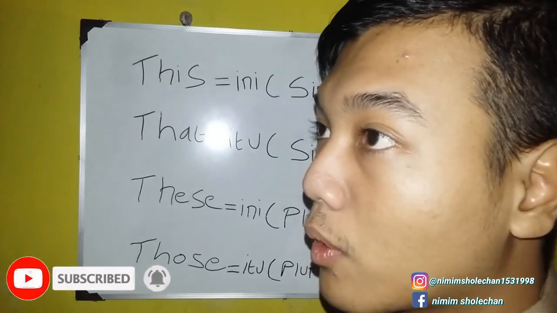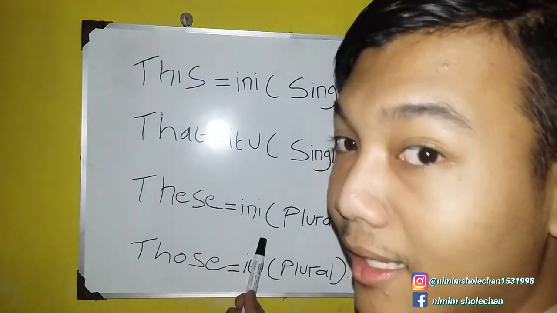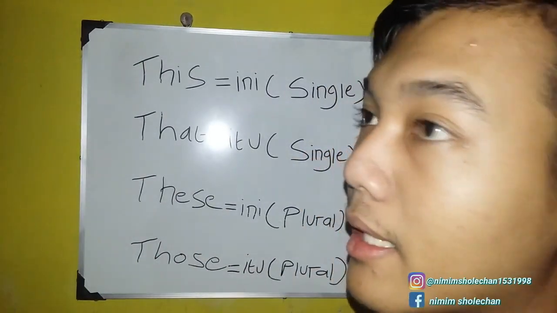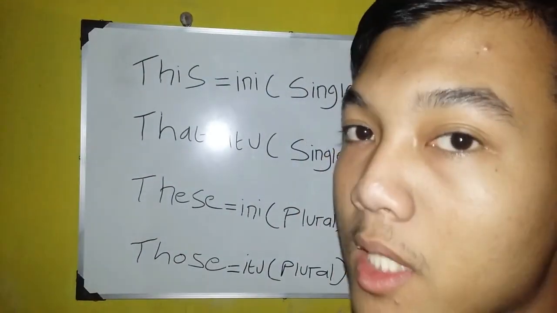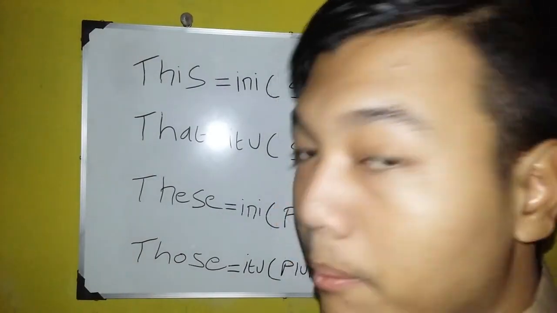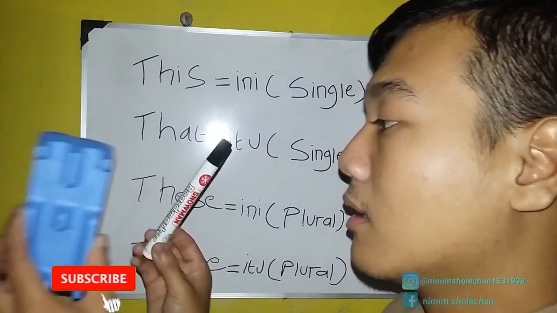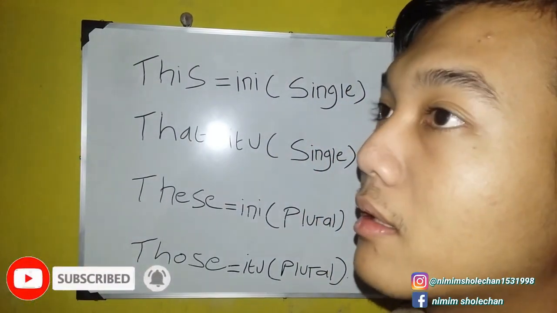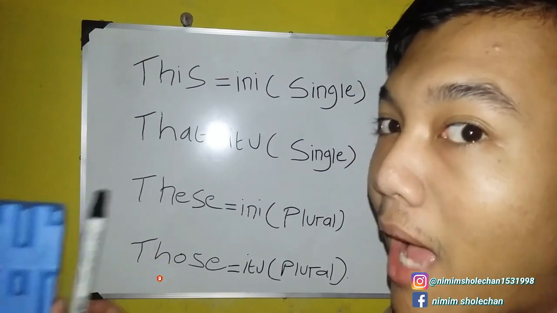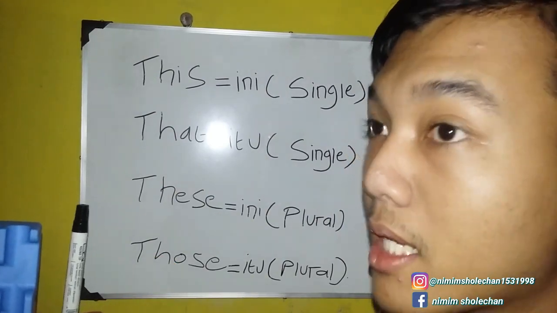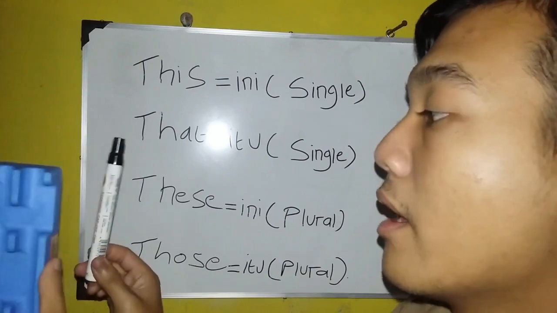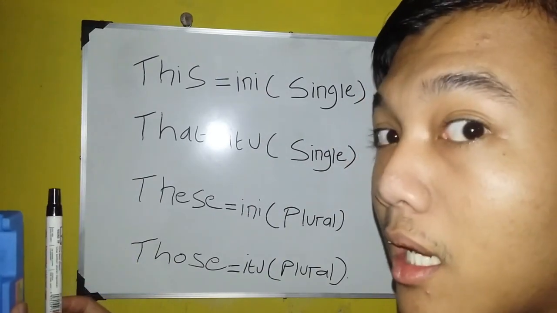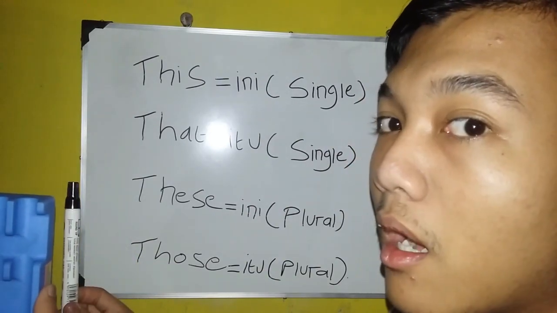These itu digunakan untuk artinya ini, dan digunakan untuk objek yang lebih dari satu, kayak these things, right? This mug and this eraser, right? So this mug and this eraser.